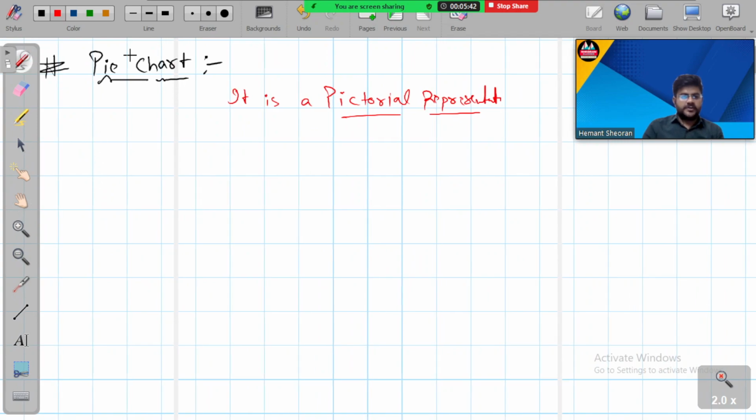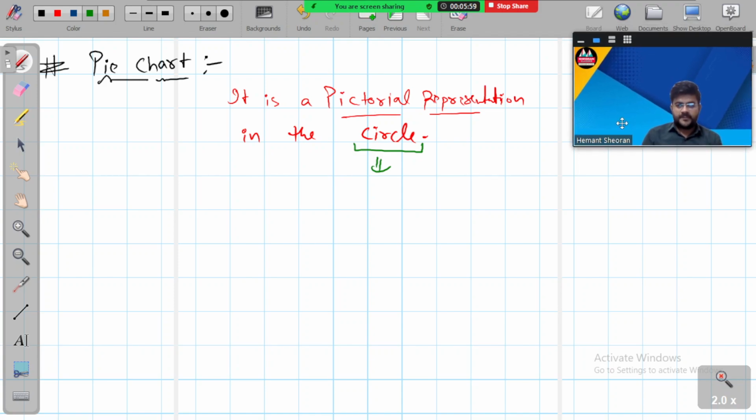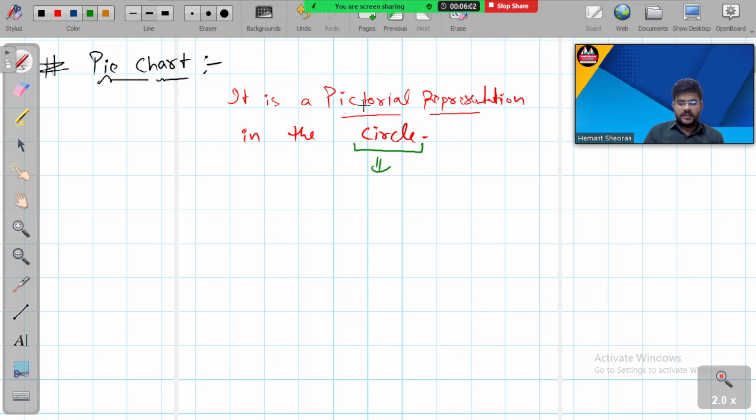So where do we do this pictorial representation? In the circle. And what does that circle stand for? It's the total, the entire circle. So the entire circle stands for the sum of values of all the components which you are representing. So, the sum of all the values of components.